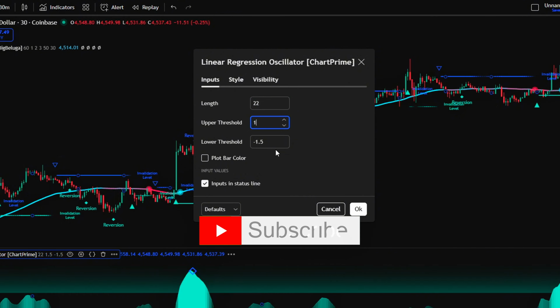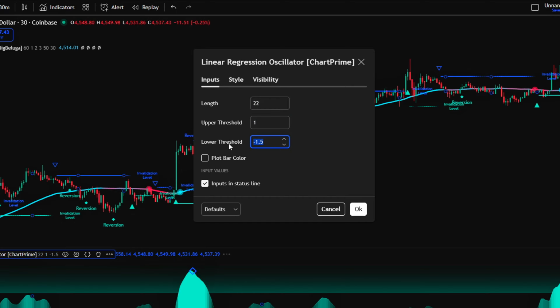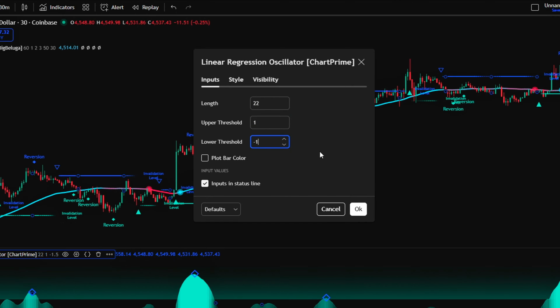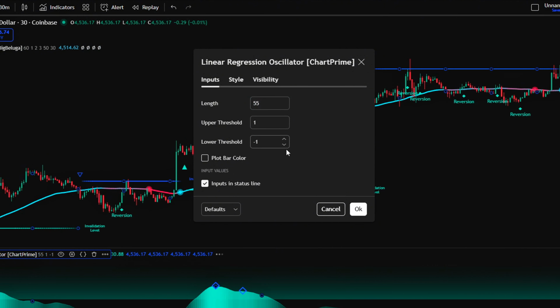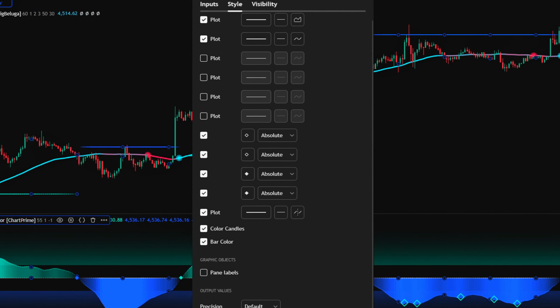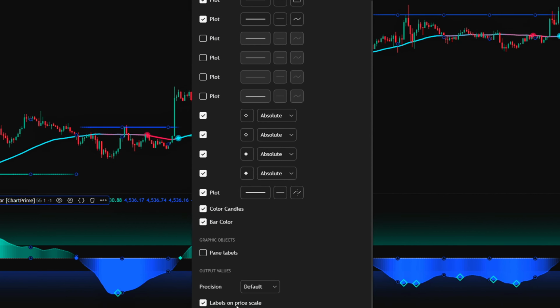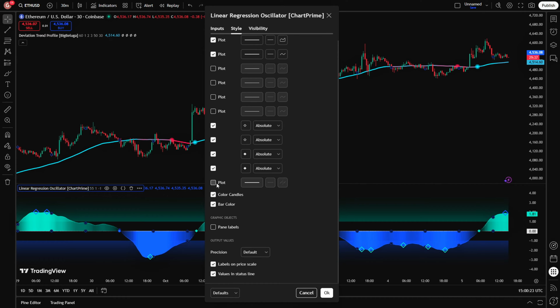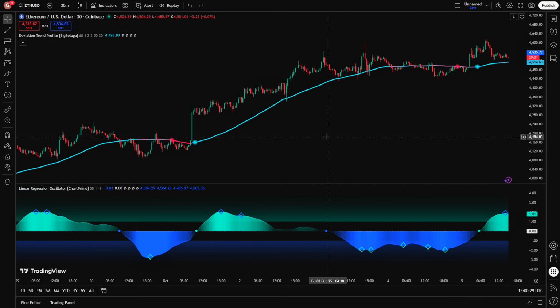Change upper threshold from 1.5 to 1.0. Change lower threshold from -1.5 to -1.0. These threshold levels make the oscillator more responsive while still filtering out excessive noise. Under the Style tab, you can customize the colors or line thickness to improve visibility, for example, using a strong contrast so that the zones stand out clearly. When finished, click OK to apply your changes.